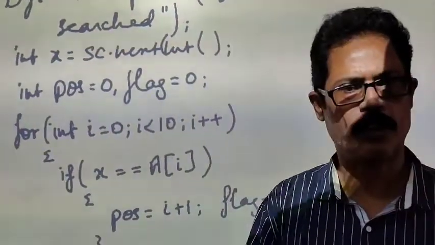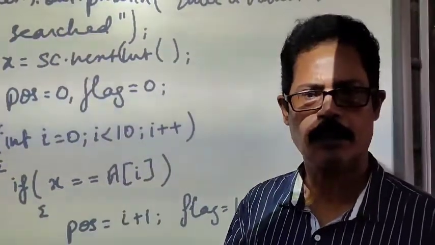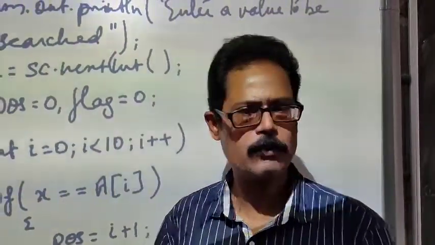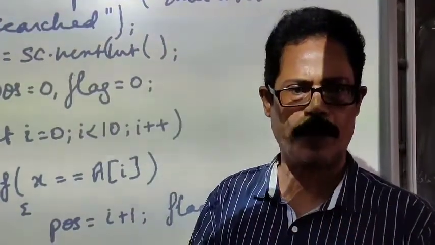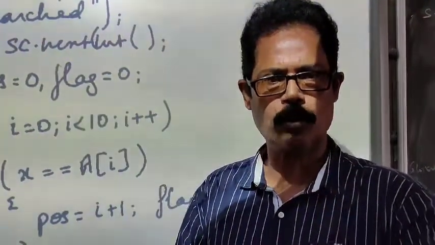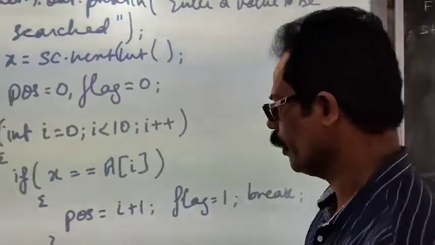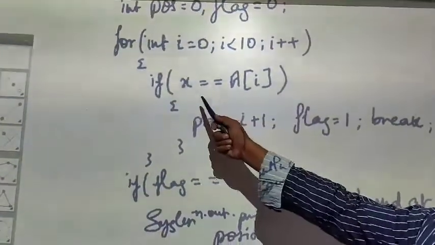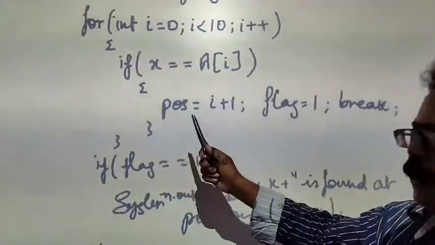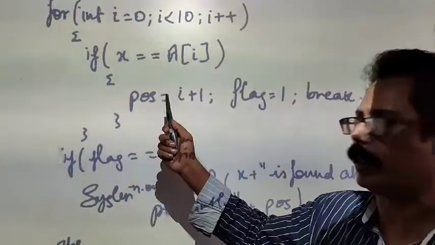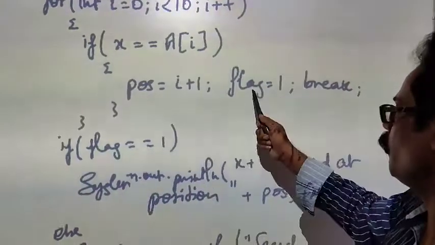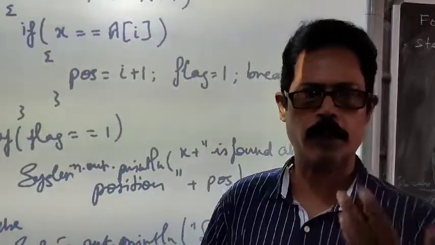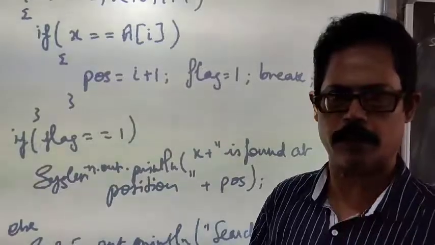Flag is a status variable that will help us to understand whether we have found that element or not. So this status variable will either be 0 or 1. The moment it is 1, it shows that yes, we have got the element. So here the loop continues for int i equal to 0, i less than 10. If x is equal to a[i], then pos equals i plus 1. That's why I said i represents the index, so index plus 1. Flag becomes 1, and then there is no need of continuing, because the more we continue, the more there will be comparisons. So why continue once we have already found the element?